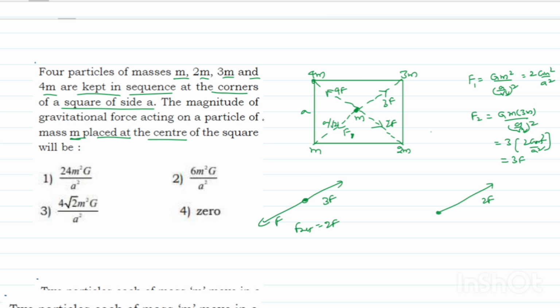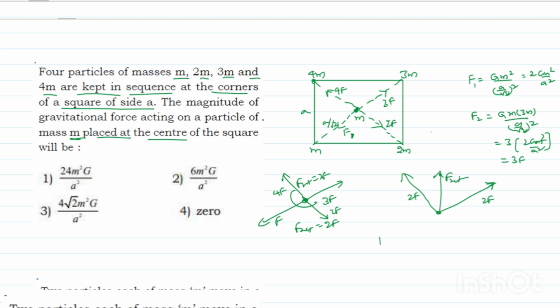And here one more force is given as 2F, and here this force is given as 4F. The resultant of these two again, since both are in opposite directions, will be 2F. So this side 2F and this side 2F, and the net resultant force is going to be acting along this direction.